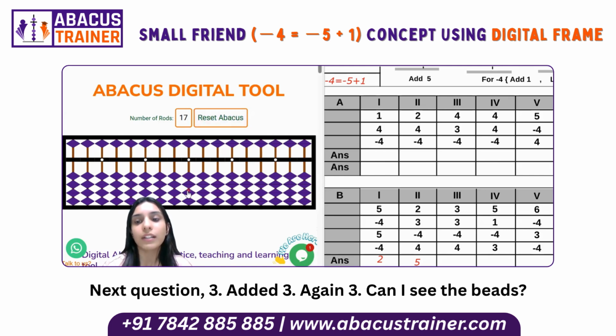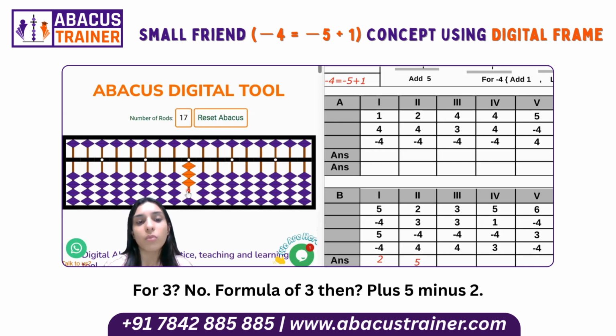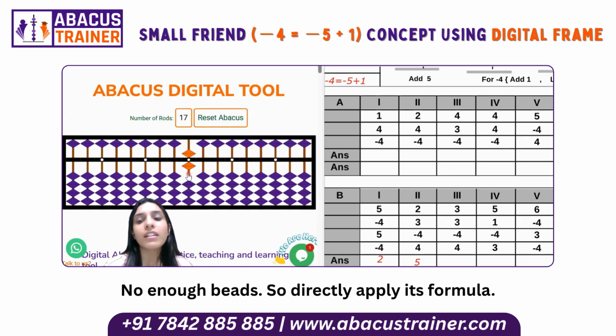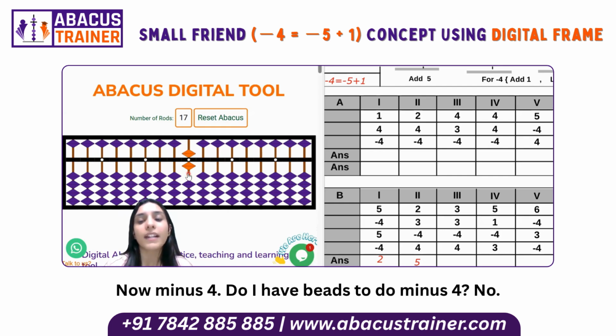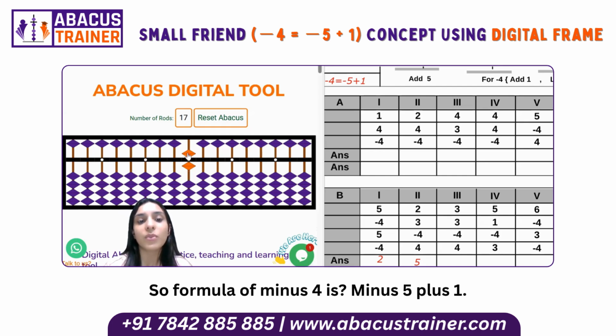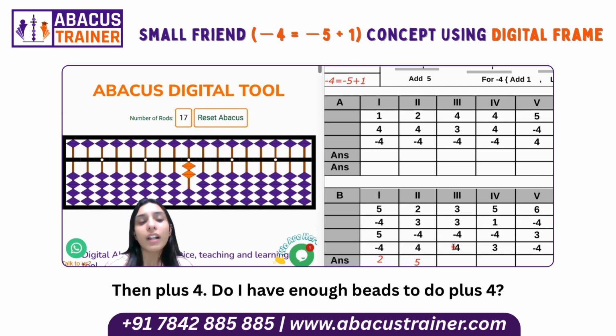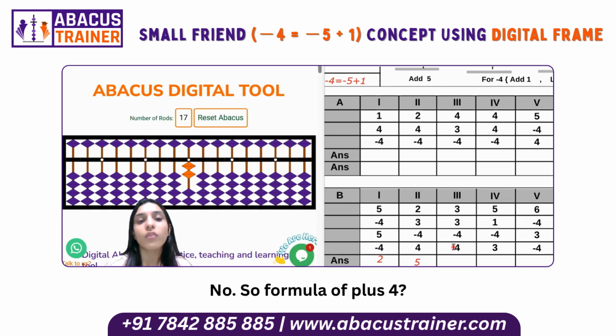Next question. 3. Added 3. Again 3. Can I see the beats for 3? No. Formula of 3 then: plus 5 minus 2. Not enough beats, so directly apply its formula. Now minus 4. Do I have beats to do minus 4? No. So formula of minus 4 is minus 5 plus 1. Then plus 4. Do I have enough beats to do plus 4? No. So formula of plus 4 is plus 5 minus 1. My answer is 6. Next question.